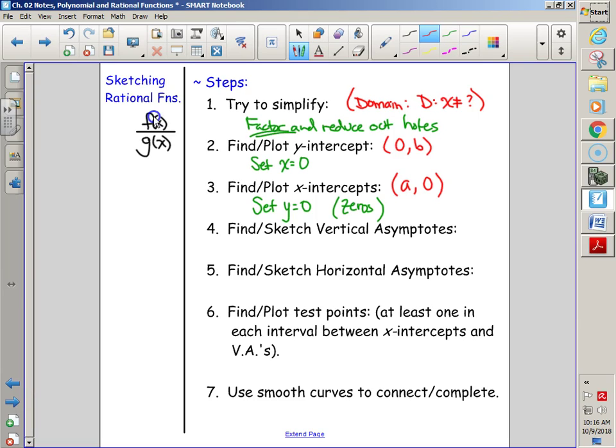Find and sketch the vertical asymptotes. The nice thing is you should already know who they are from the domain restriction. So quick reminder, they were the non-removable zeros of the denominator factors. They were the ones that are left after you reduce. Horizontal asymptotes: degree test. Do we have any horizontal asymptotes to add to our sketch?